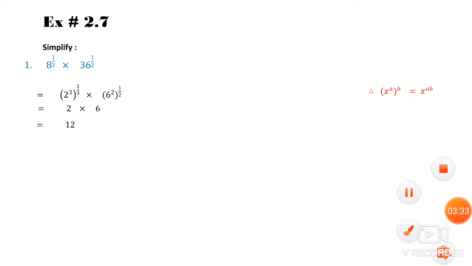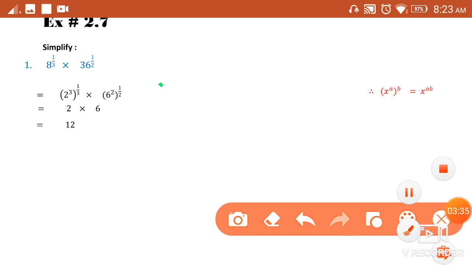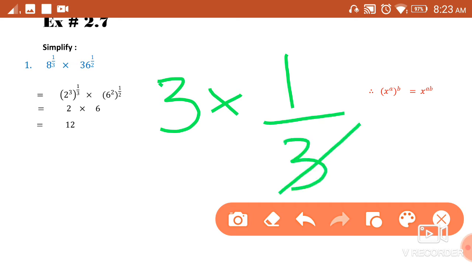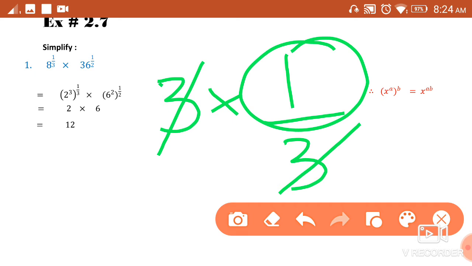To multiply 3 with 1/3, we will follow these steps. This 3 and this 3 will be cancelled out and we will be left with only 1.